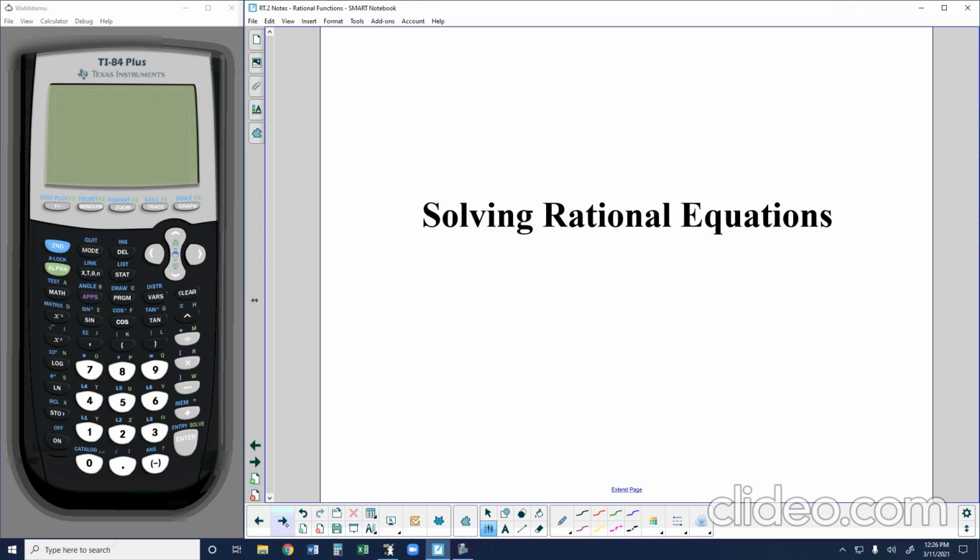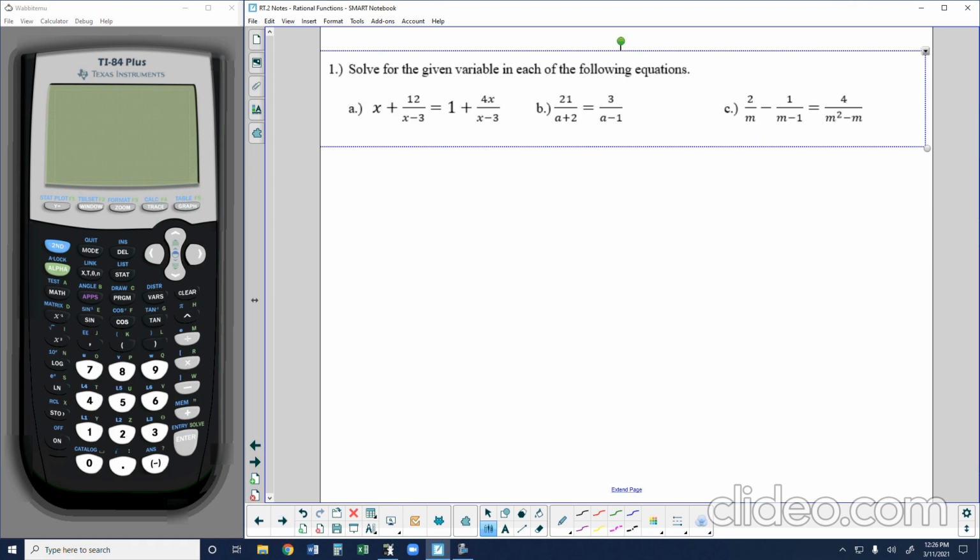Today our focus is not quite yet rational functions, but more on equations involving rational expressions and solving those equations. So let's get right into some examples. Problem number one is to solve for the given variable in each of the following equations.